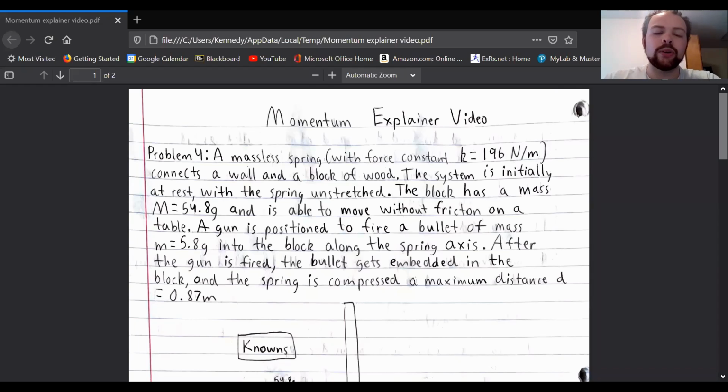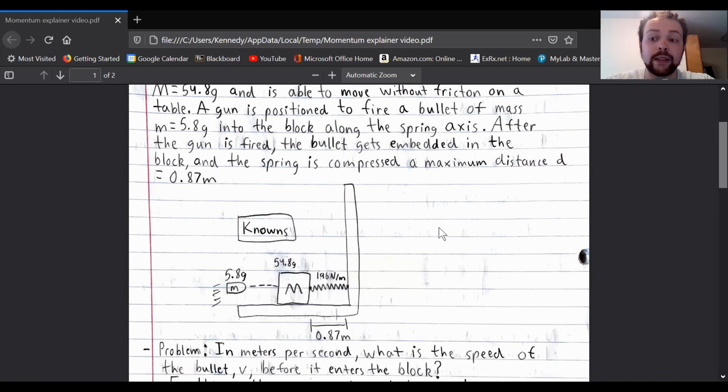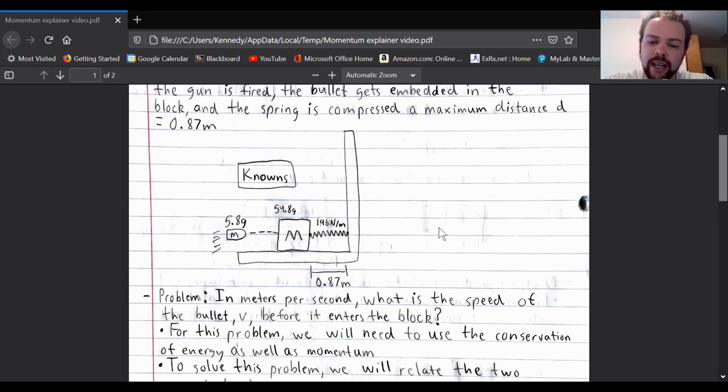All right. So I got problem 4 from Expert TA, and it says that a massless spring with a force constant of 196 connects a wall and a block of wood. The system is initially at rest with the spring unstretched. The block has a mass of 54.8 grams and is able to move without friction on a table. The gun is positioned to fire a bullet of 5.8 grams into the block along the spring axis. After the gun is fired, the bullet gets embedded in the block and the spring is compressed to a maximum distance of 0.87 meters. The question asks: in meters per second, what is the speed of the bullet, V, before it enters the block?